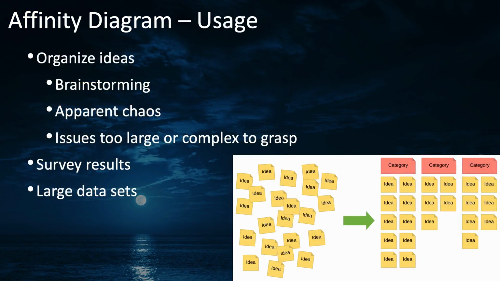Affinity diagrams are used to help you organize items, such as ideas generated from a brainstorming session, to help you make sense of an apparently chaotic collection of information, and to understand issues that are otherwise too large or complex to grasp as an unorganized set. Issues that are complex because they have so many factors, variables, components, or interests, groups, features, or attributes.